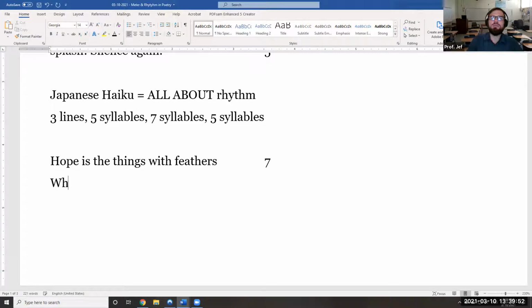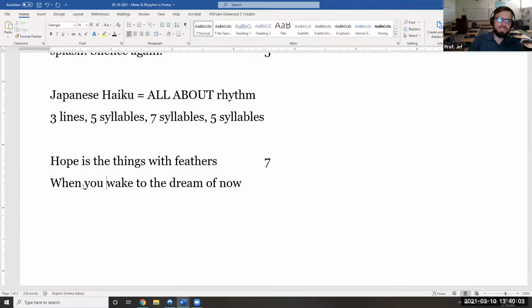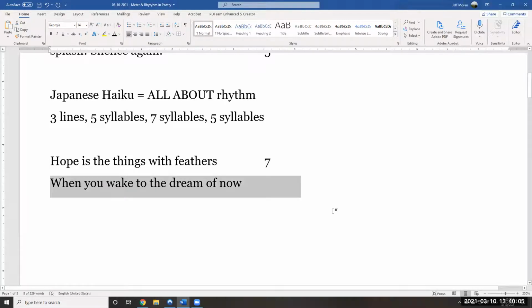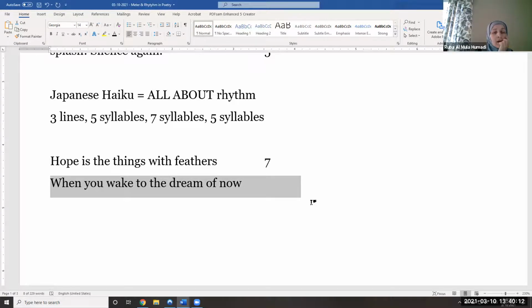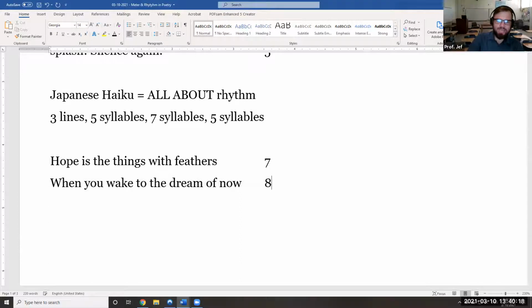What's another one? This was what we did last week, right? The William Stafford poem. "When you wake to the dream of now." How many syllables in this line? 8. Good. "When you wake to the dream of now," right? 8.